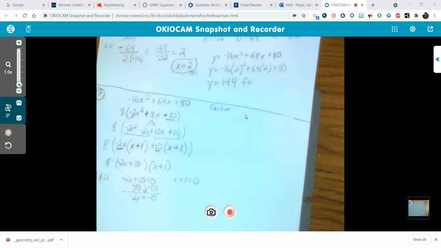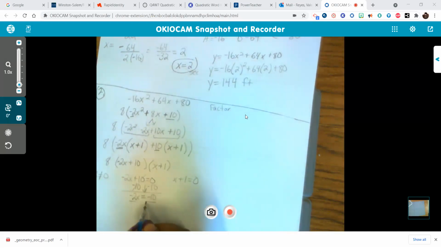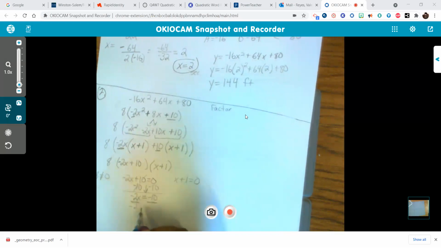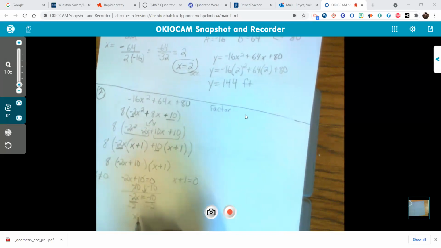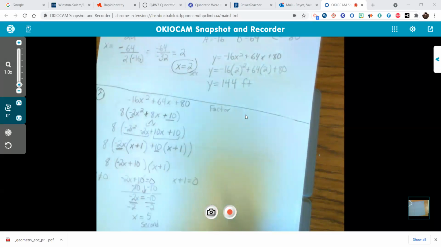Okay. Now what do we do to get x by itself? Divide. Excellent job. We're going to divide both sides by negative 2. And x here is going to be equal to what? 5. So this is going to be 5 seconds because x in this problem represents seconds.